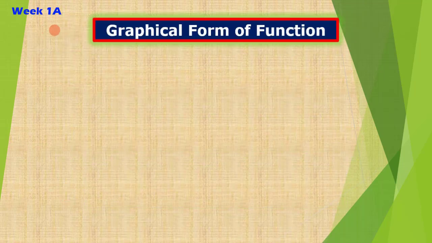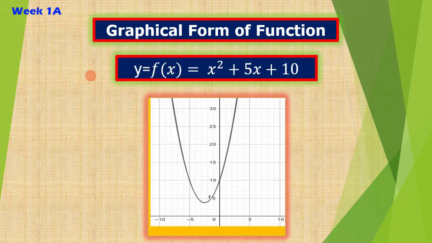Graphical form of function. So we have the same function and we can use GeoGebra in graphing. So we have here the parabola. This is the graph of the quadratic function x squared plus 5x plus 10. You will notice that it is consistent with the previous forms of functions. If x is negative 5, we have f of negative 5 is equal to 10.